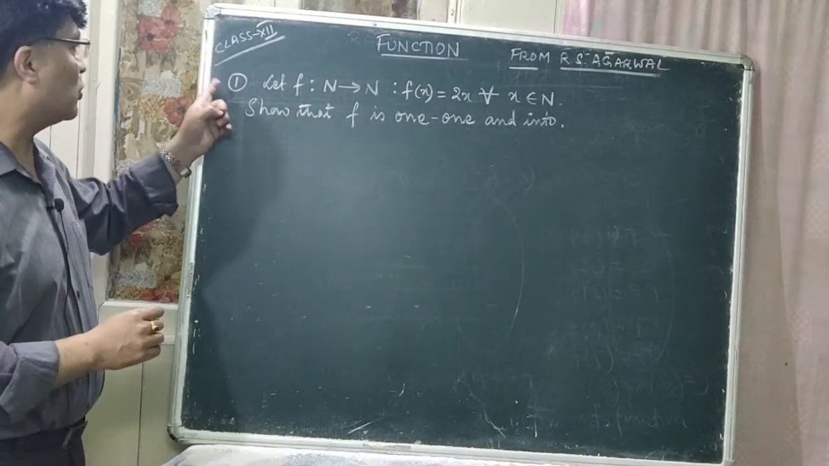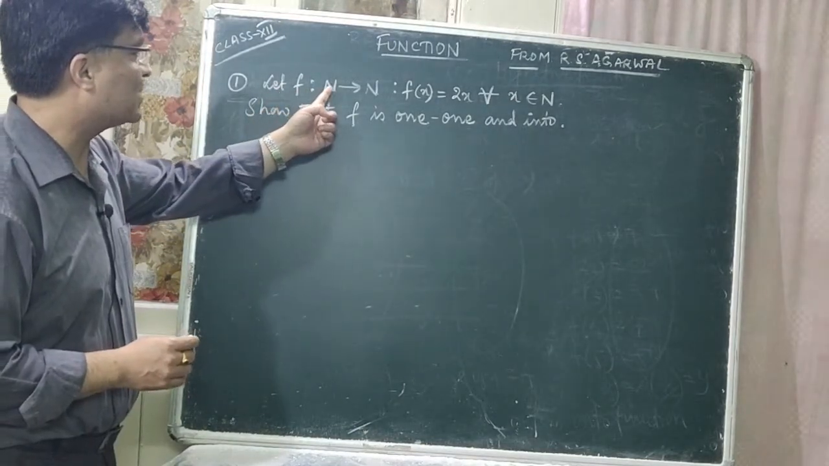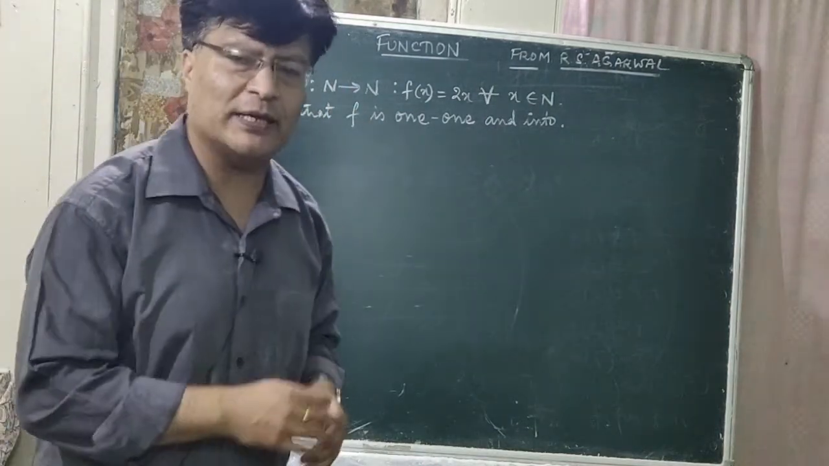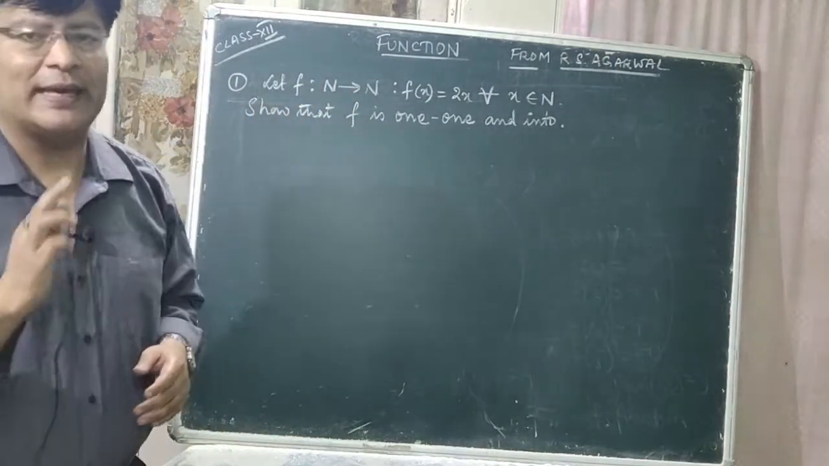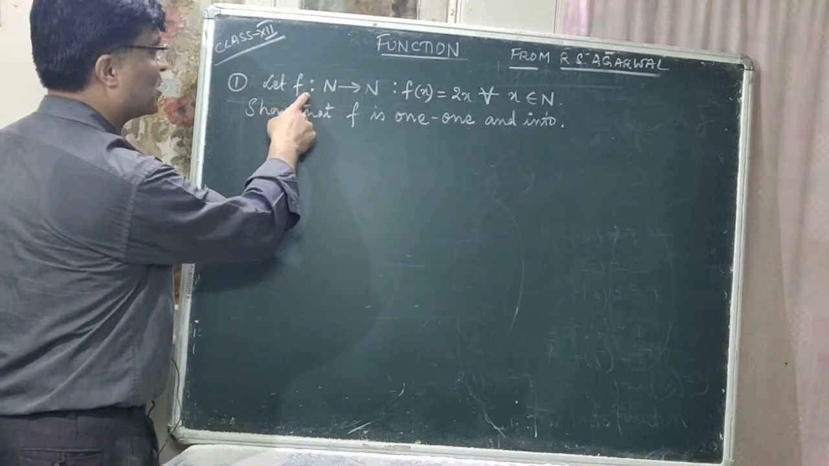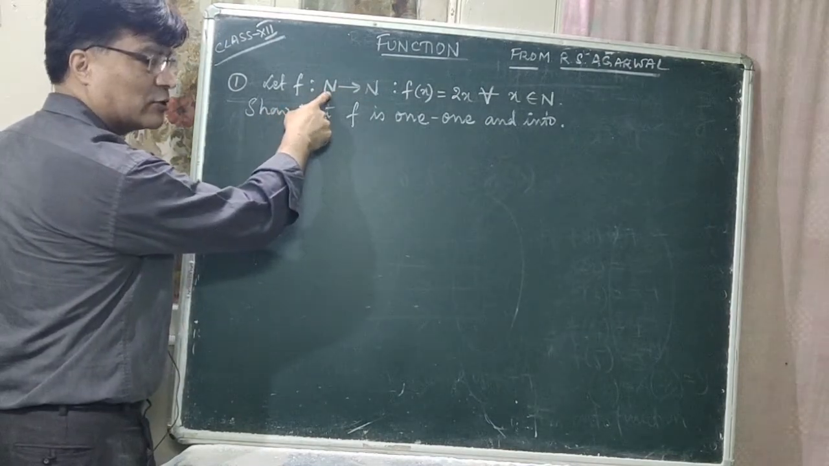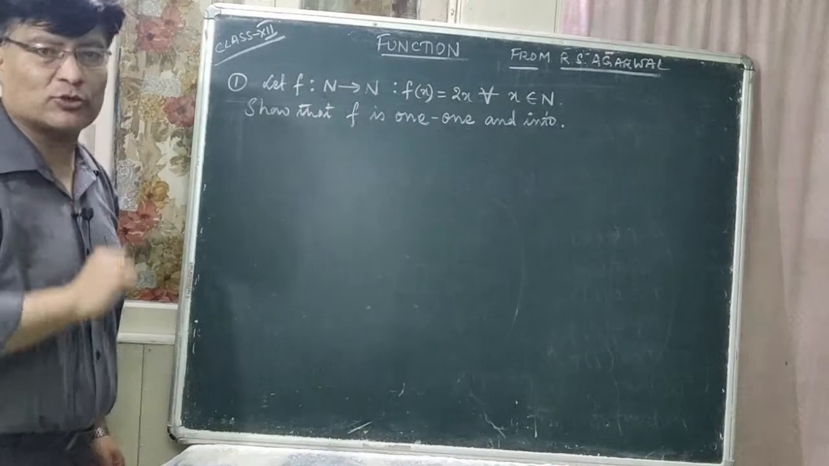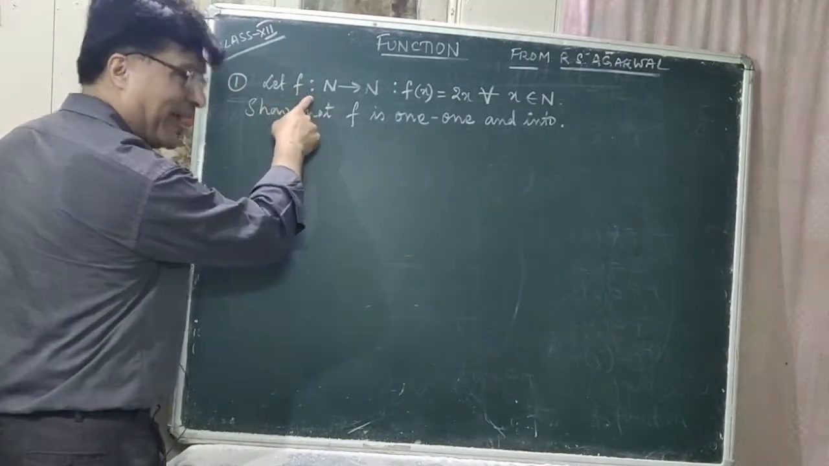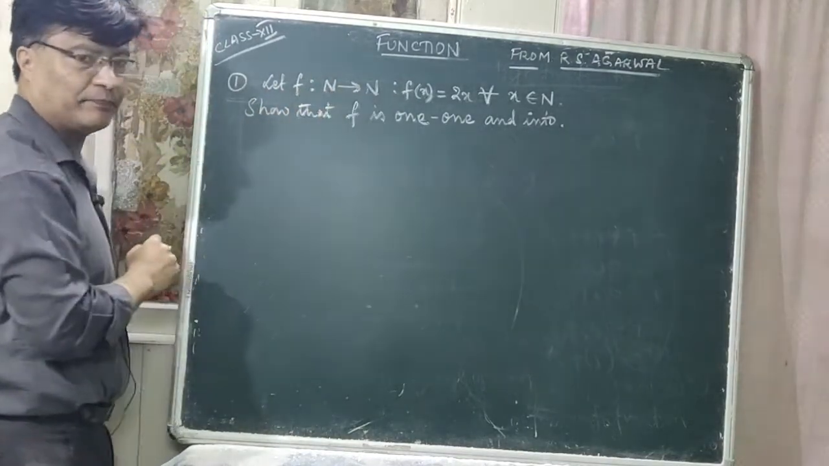Okay, so question number 1. Let f such that N to N. Here N is natural numbers. It is not mentioned what N is out here, actually N is natural numbers. It is read as f such that N to N. This first N is known as the domain and this second N is known as codomain. You should know it. It can be read as f maps N to N also.